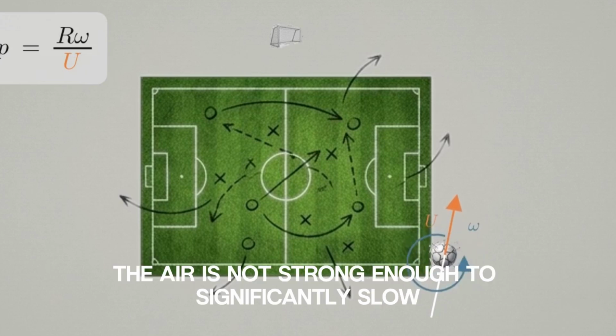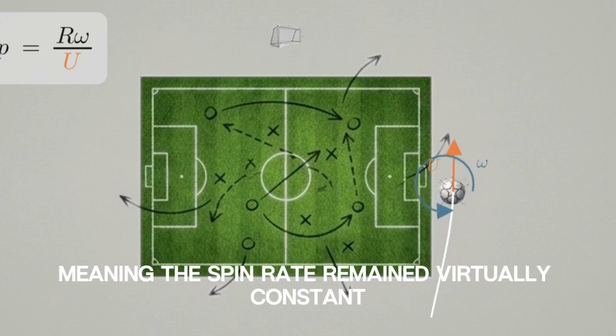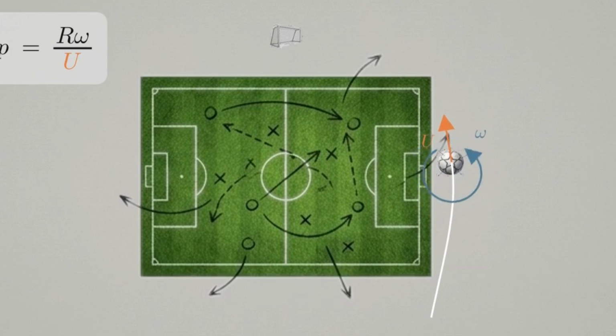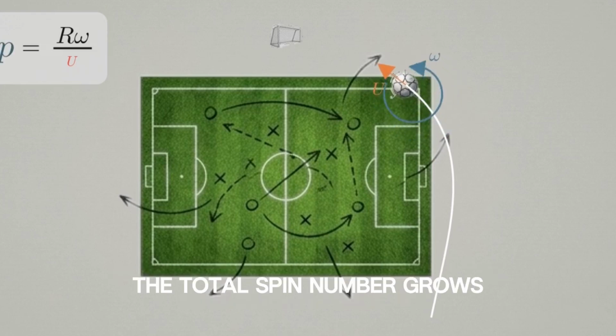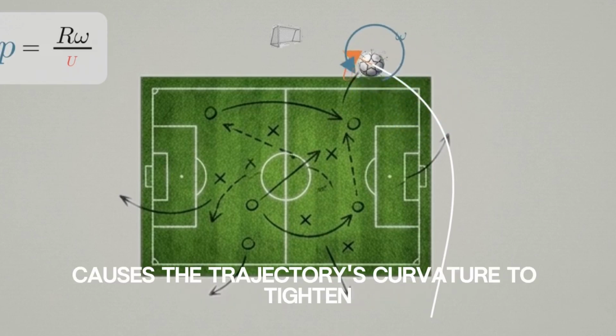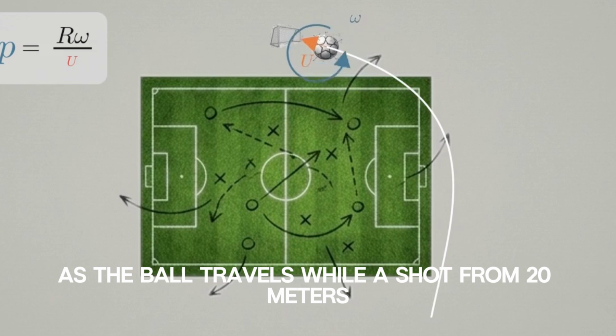However, the friction of the air is not strong enough to significantly slow the ball's rotation, meaning the spin rate remained virtually constant. Looking at the spin number equation, as the forward velocity in the denominator shrinks, the total spin number grows. This increasing ratio causes the trajectory's curvature to tighten as the ball travels.